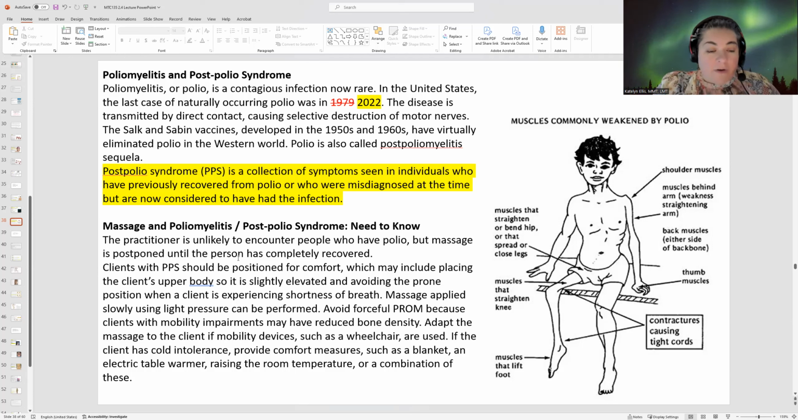Now, once they are recovered, you're probably going to have to elevate their upper body because they usually experience shortness of breath, and you need to do massage with light pressure. A lot of times they will have cold intolerance, so provide comfort measures like a blanket, an electric table warmer, raising the room temperature, or some combination of those.